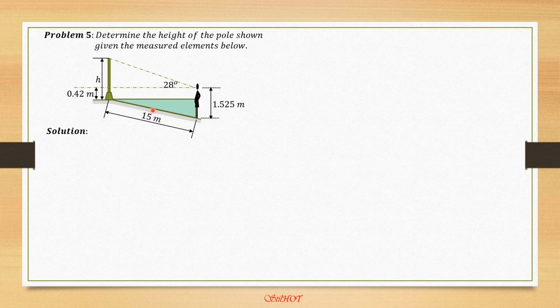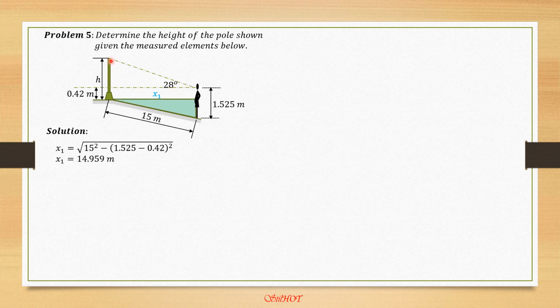Since this sloping terrain is given as 15 meters, with this horizontal and vertical, we can solve this horizontal distance by Pythagoras theorem. It is the square root of 15 squared minus the quantity 1.125 minus 0.42, squared. So x sub 1 is equal to 14.959 meters.